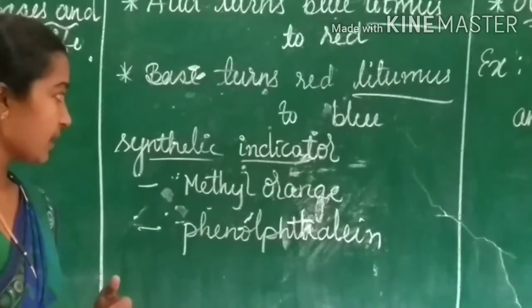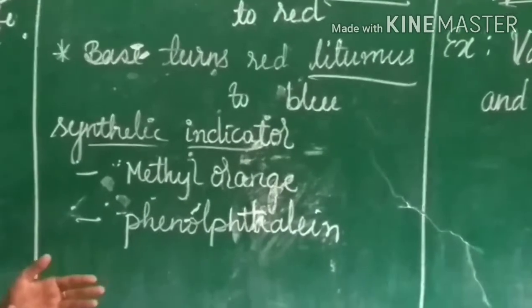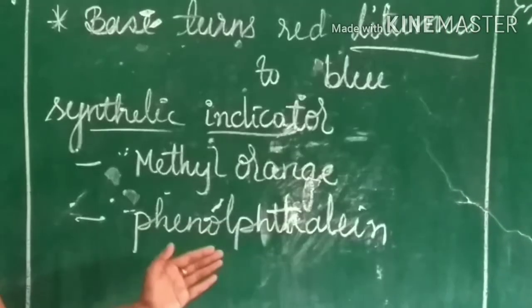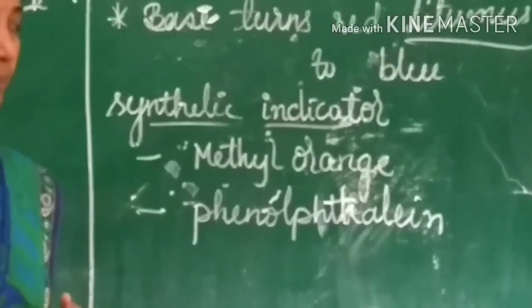Apart from this, there are some more indicators widely used in the chemical laboratory, such as methyl orange and phenolphthalein. These two are widely used in the chemical laboratory.